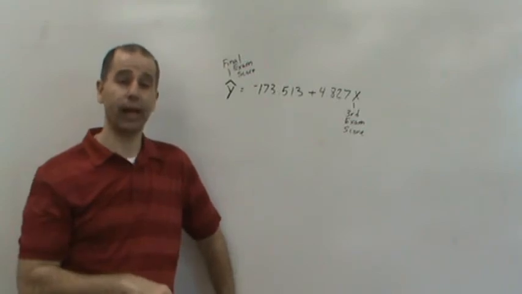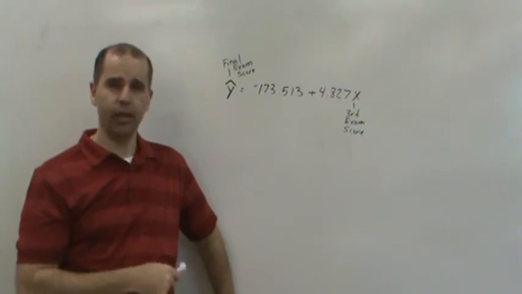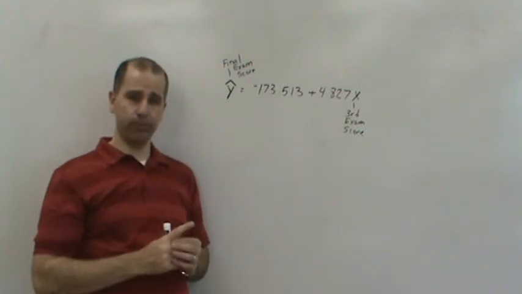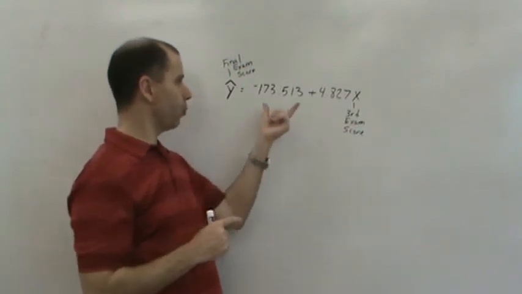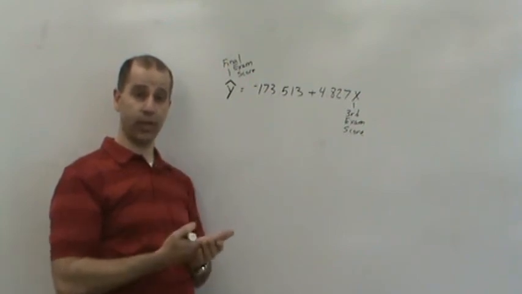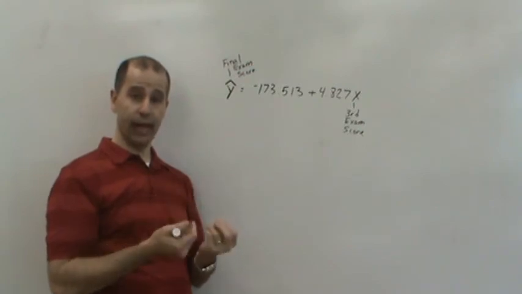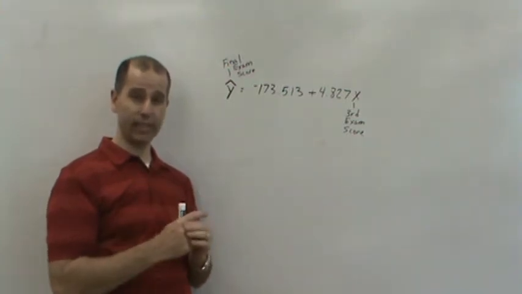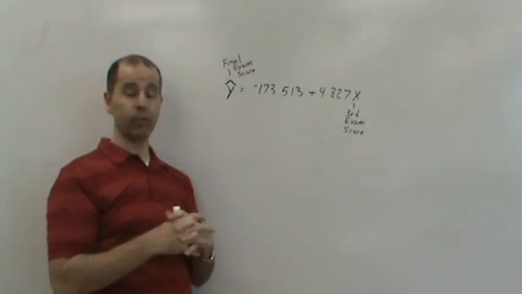Now, does that make sense? You always want to ask yourself, does it make sense that he's going to get a negative score on the final? No. A lot of times, depending on the context of the problem, we would change this based on the parameters. But right now, that's the interpretation in the context of the problem: if a student gets a 0 on the third exam, he's predicted to get a negative 173.513 on the final. That doesn't make any sense, but that's what it means.